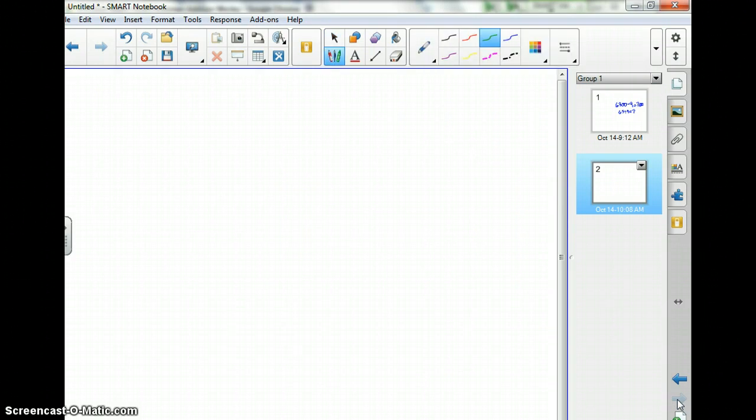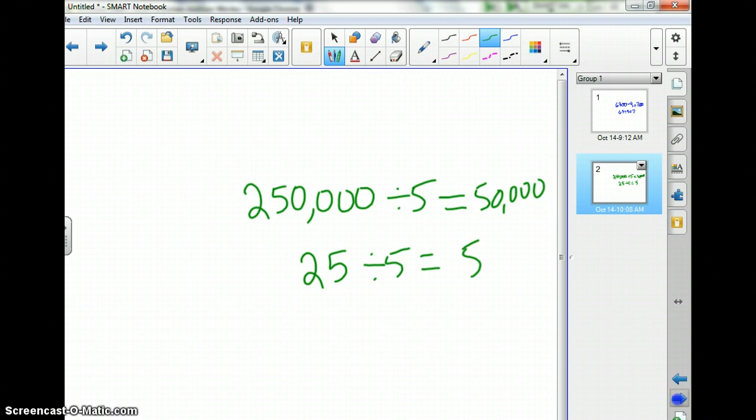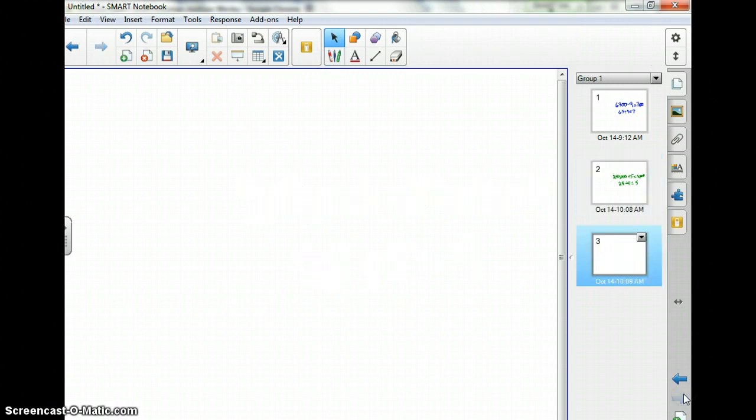Okay, next one. New screen. I don't have 5s up anywhere in my room, but you should be able to do those in your head. Alexis, what's the basic math fact? 25 divided by 5. That's right. Do you know the answer to that one? 25 divided by 5? The basic math fact first. That's where we're going to start. 5. Okay. How many zeros are you going to add in? 4 zeros. And so, you're right. The final answer is 50,000. Wonderful.